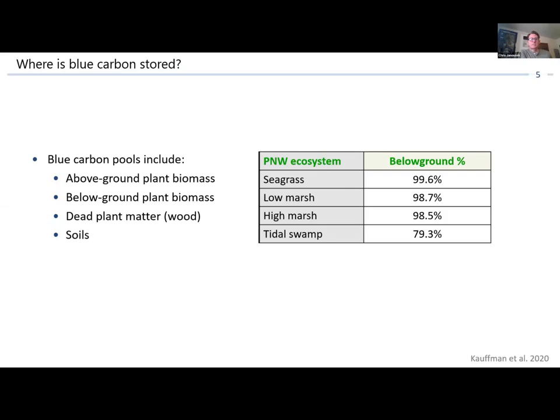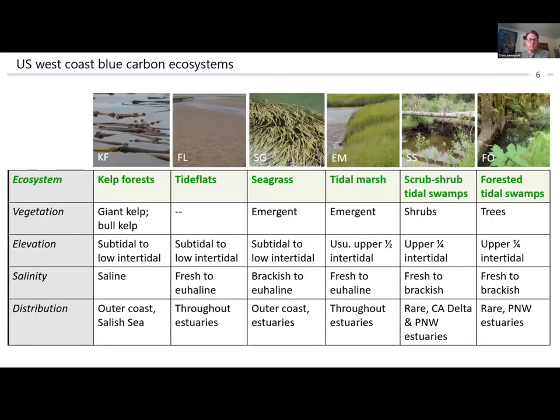And it turns out that the vast majority of the carbon stored in these ecosystems is found below ground, mostly in the soils, but also in that dead plant matter. These are just some summary figures that you can see: even in a tidal swamp, which has lots of great above ground woody biomass, about 80% of the carbon is stored below ground.